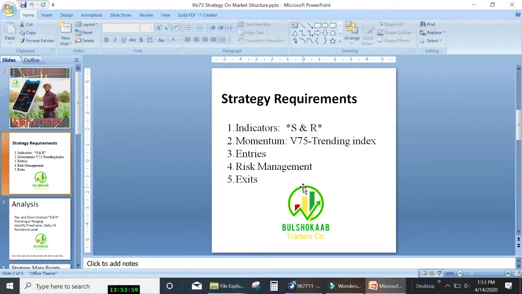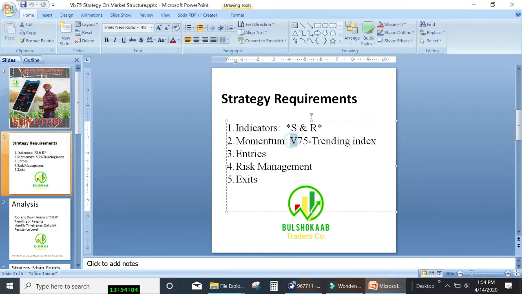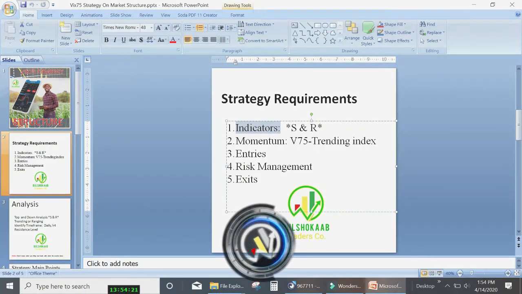By the way, we have here the strategy requirements. On this strategy, which we use on VIX 75, we will use, number one, indicators. In this market, we need indicators. The indicators always indicate the market levels.